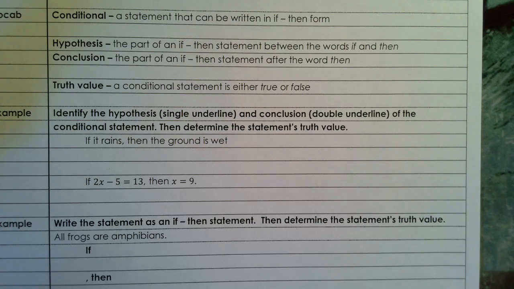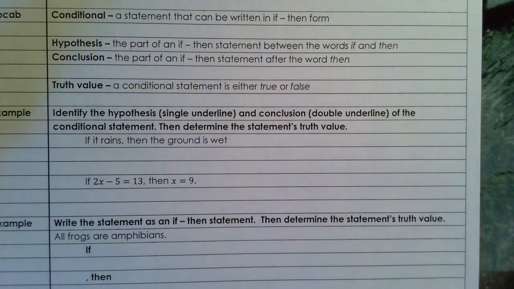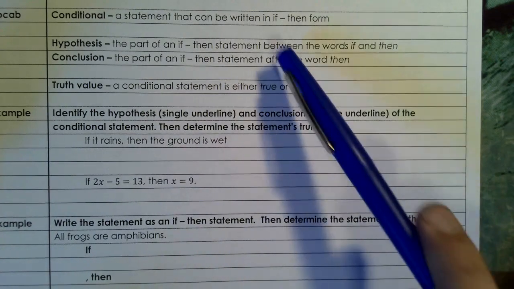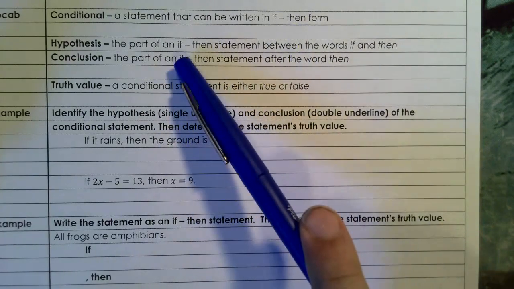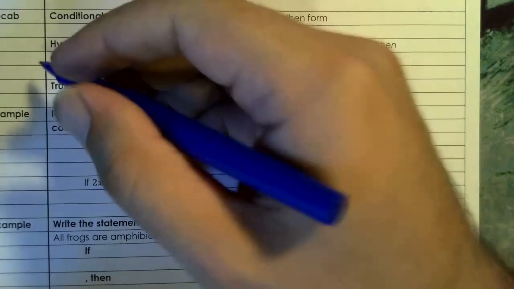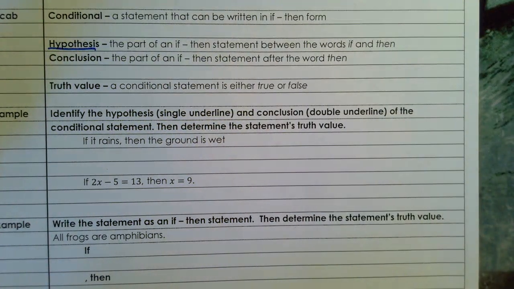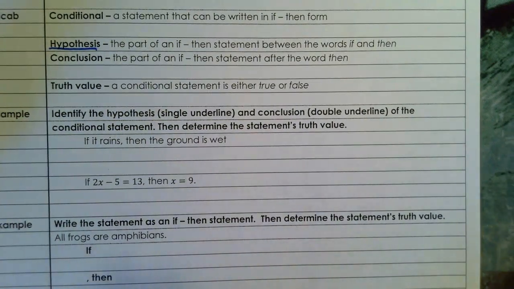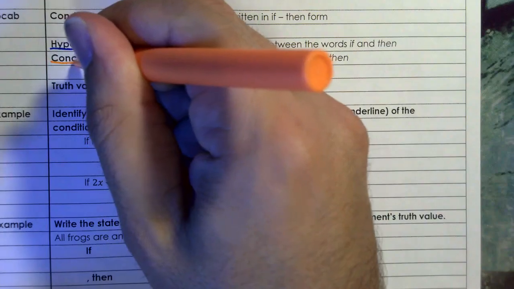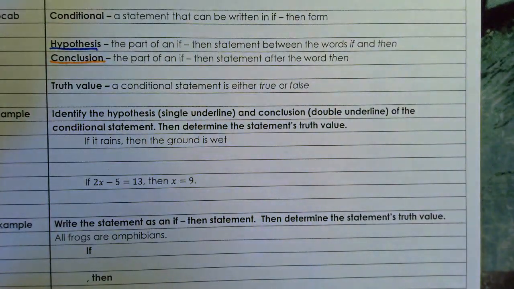Hello, in this video, we're going to be talking about conditionals, specifically the hypothesis and conclusion of a conditional. So a conditional is an if-then statement, and that if part is the hypothesis. That is saying, hey, if something happens, then another thing has got to happen after it. And that other thing that happens after it, that's our conclusion.